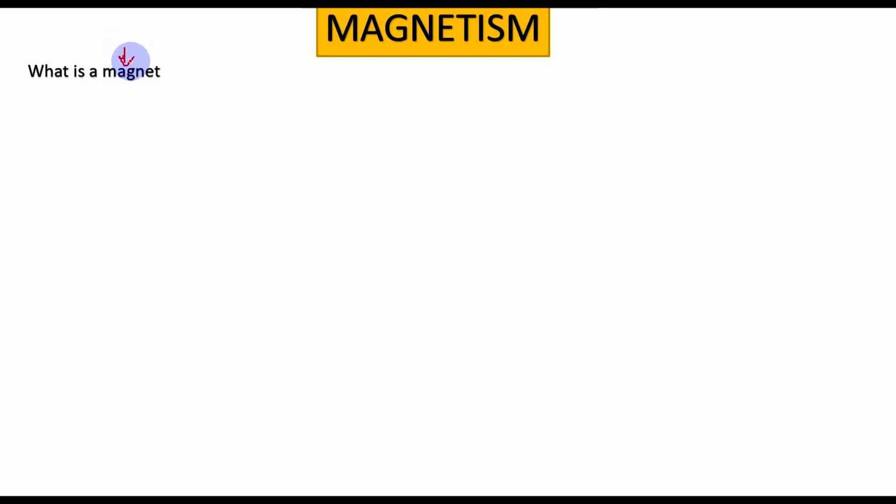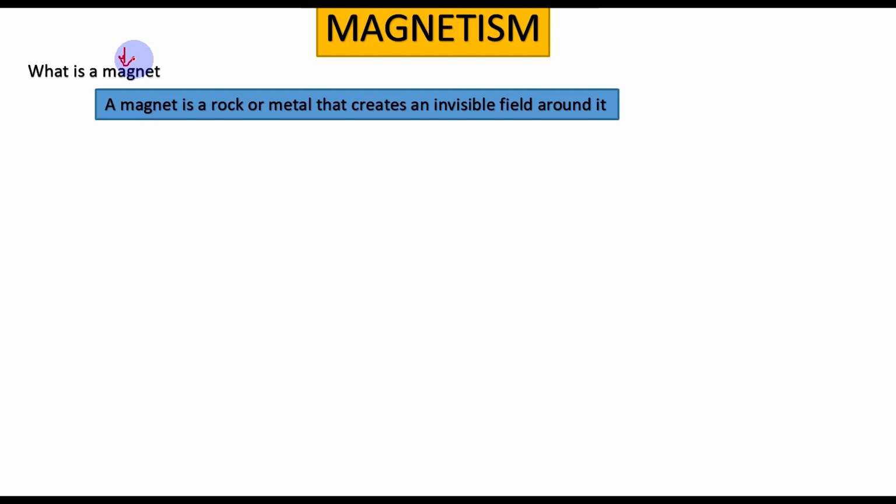In simpler terms, a magnet is just a rock or a metal that creates an invisible force around it. Why are we saying a rock or a metal? When you say a rock, it means they are natural magnets that are there underground. And there are those magnets that are man-made. No wonder we've used the metal. So a magnet can either be a rock, a natural magnet, or it can be a metal that creates an invisible force around it.